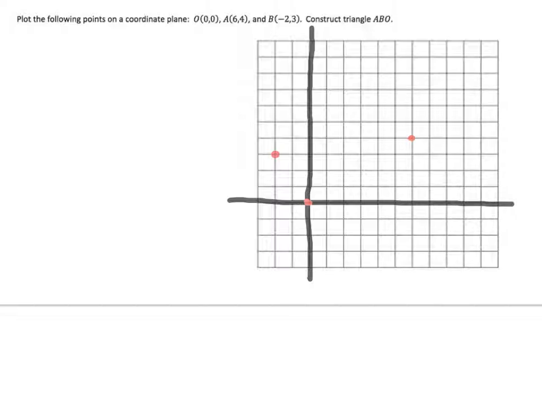Is this, oh gosh, is this a right triangle? Never trust my drawings because that looks awesome. Is it a right triangle? So first I constructed ABO. Let's see, OA.